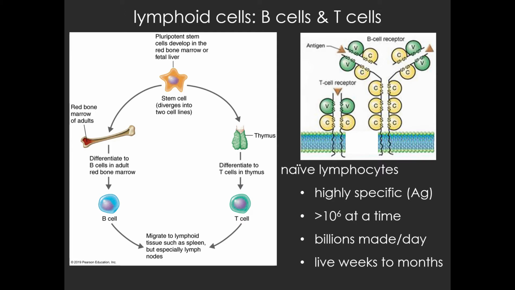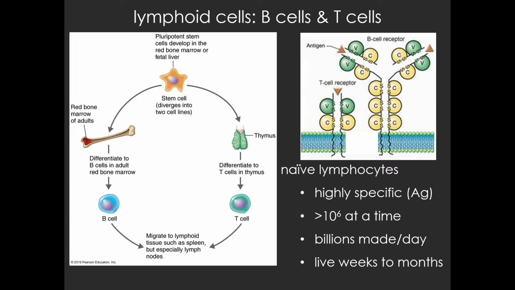So let's move over to what we're going to be talking about today, and that is those cells that remain in the red bone marrow of adults and differentiate into B cells. And then those differentiated B cells will migrate to lymphoid tissue, in particular the lymph nodes. So we talk about these lymphoid cells, these B cells and T cells, as naive lymphocytes.